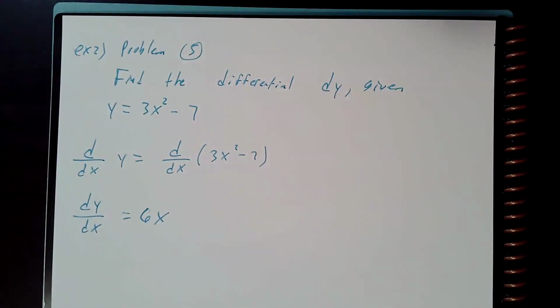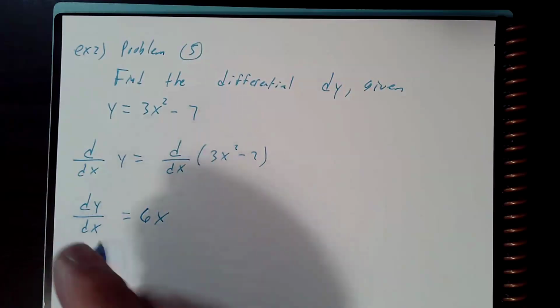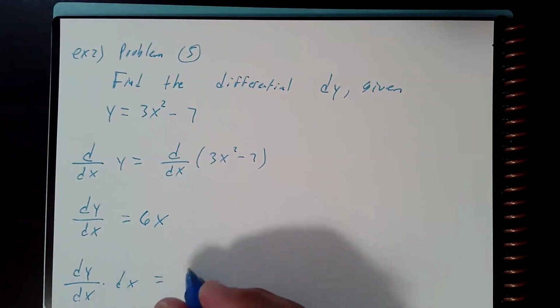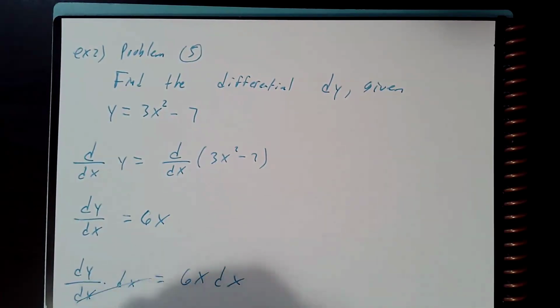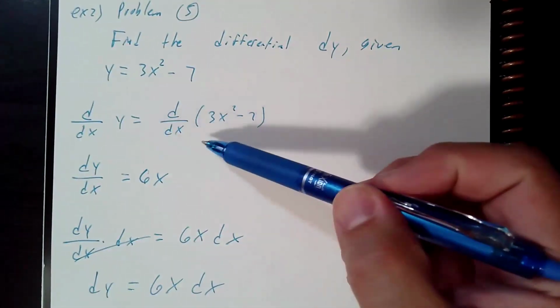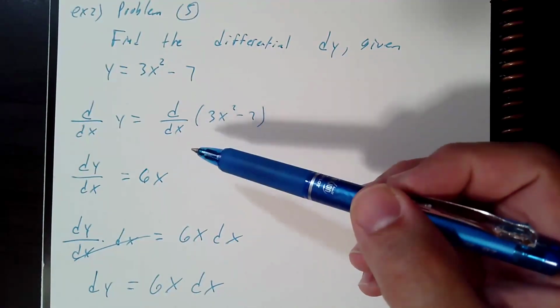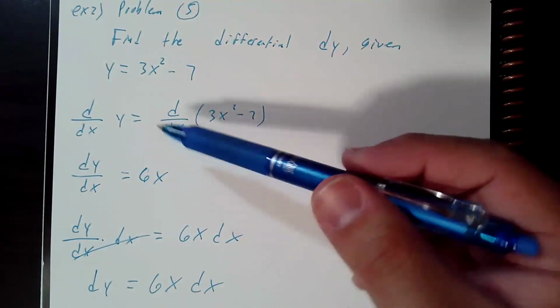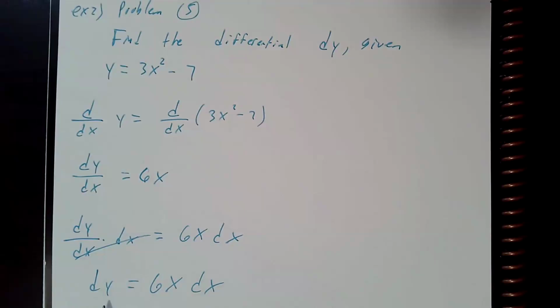Just 6x. Now, if we solve for dy, all I've got to do is multiply both sides by dx. So dy is equal to 6x dx. So if they ask you to define a dy, this is how you do it. You first find the derivative implicitly, or just using your dy dx operator, Leibniz notation, and then isolate dy, and that's it.